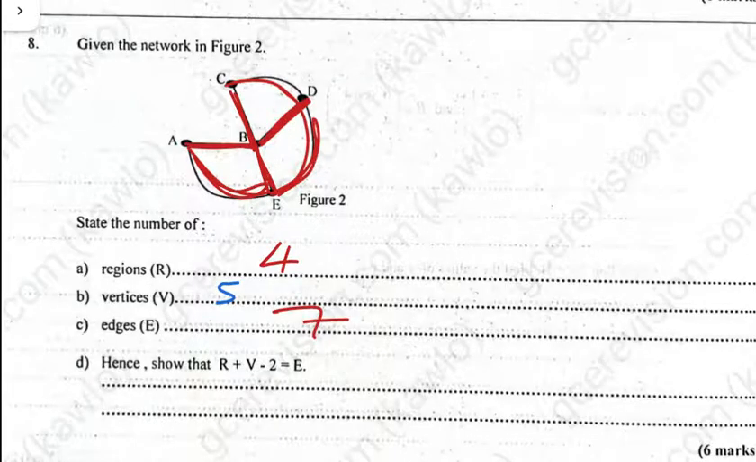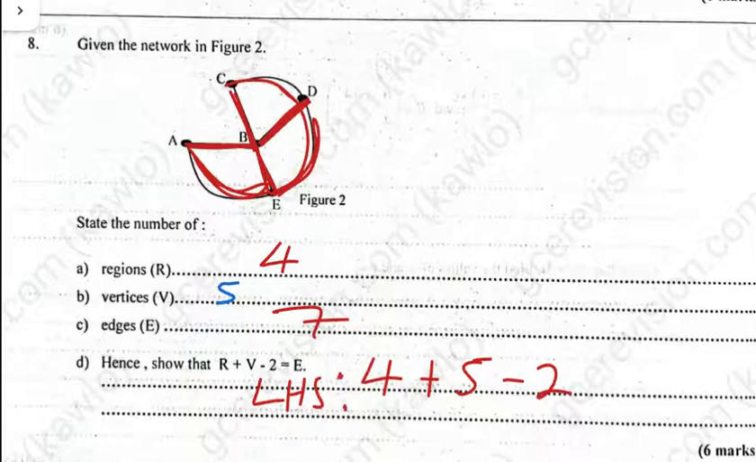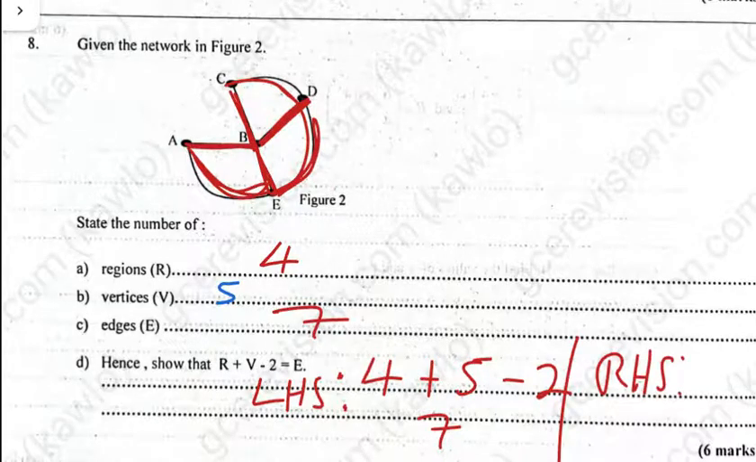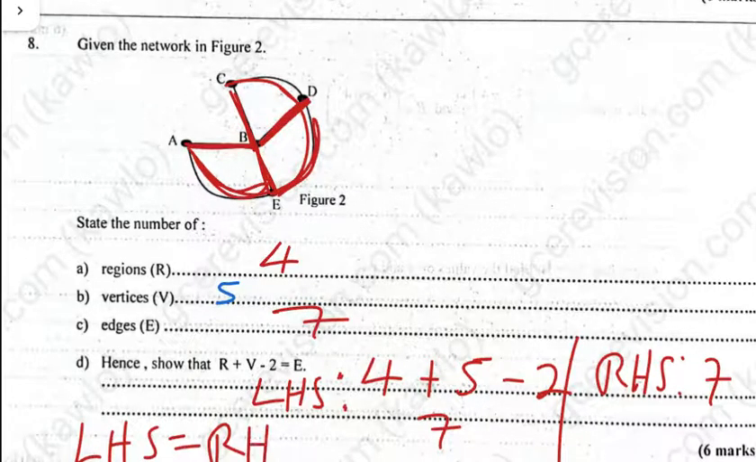So hence show that R plus V minus 2 equals E. So let us show this. R is 4, V is 5, minus 2. So this is for the left hand side. So 4 plus 5, 9 minus 2, we have 7. Okay. Now for the right hand side, how many edges are there? 7. So from here we can see that the left hand side equals the right hand side. So therefore the relationship is true.